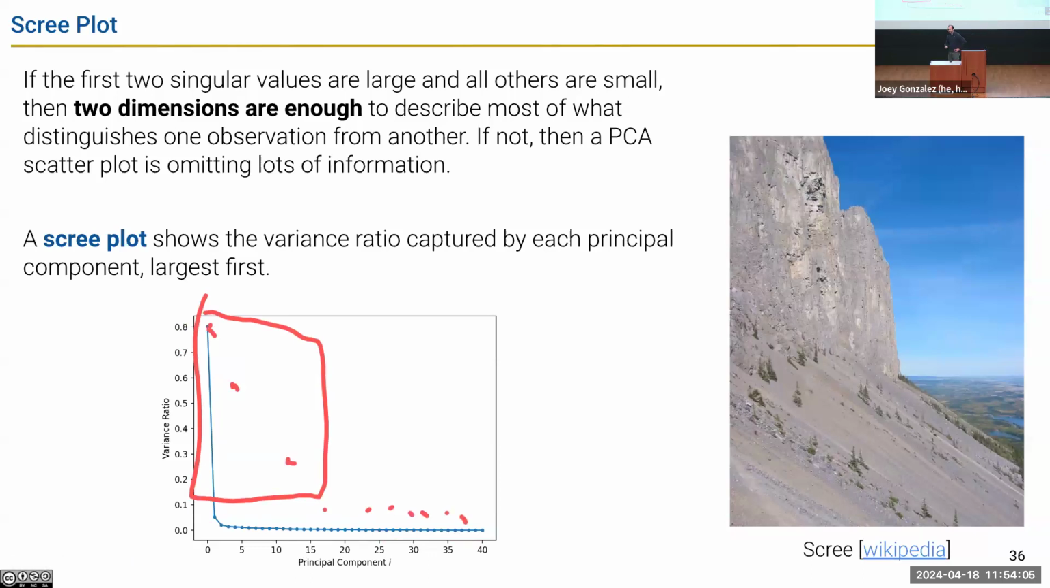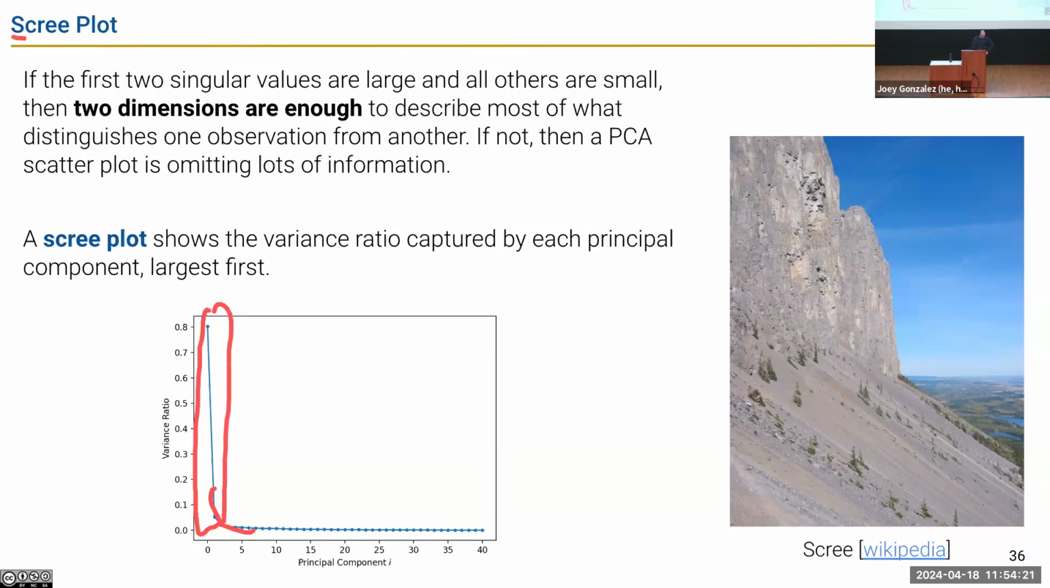So this is done pictorially. It's not really a science, more of an art, looking at the elbow in this plot and trying to find what's the thing on the left of the elbow. What are the number of principal components I need to capture most of the variance in my data? It's called a scree plot, which until a week ago I didn't realize was actually related to a geological formation. This is called a scree on the side of a mountain. It's named because it looks like the side of a mountain.